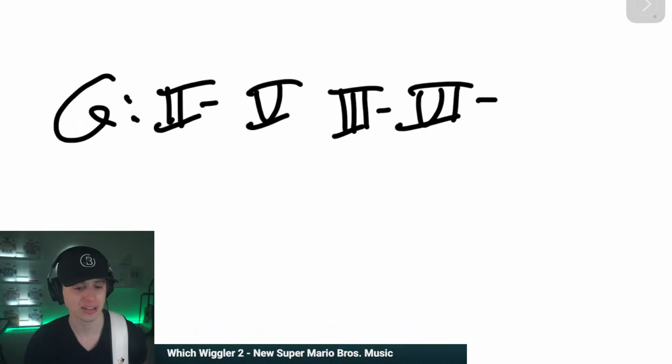This is literally Lethal Lava Land from Super Mario 64. All right, we're gonna know the next one.